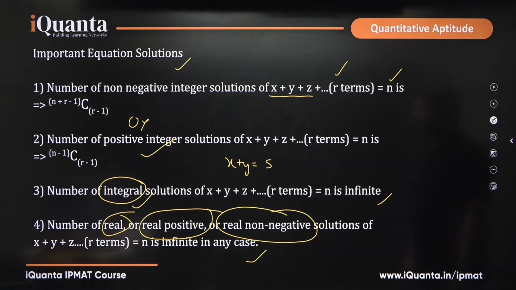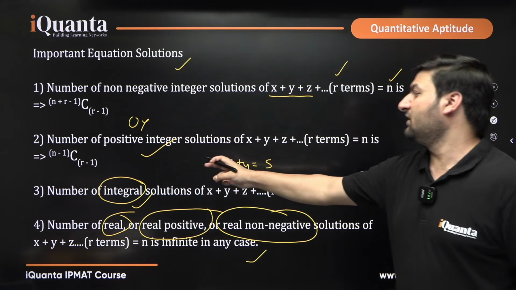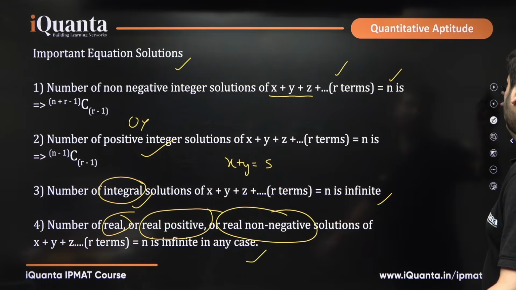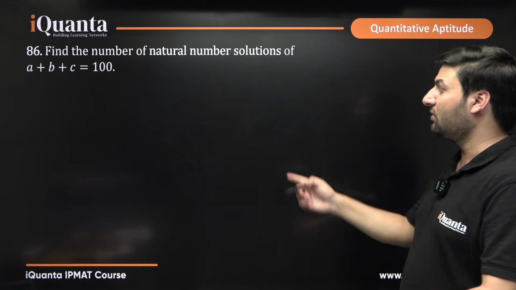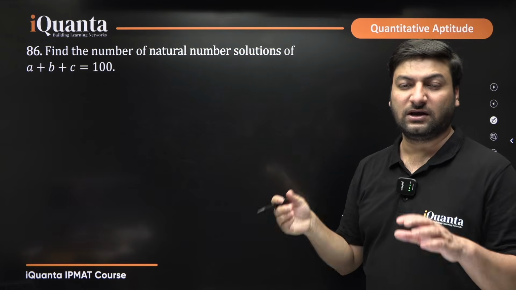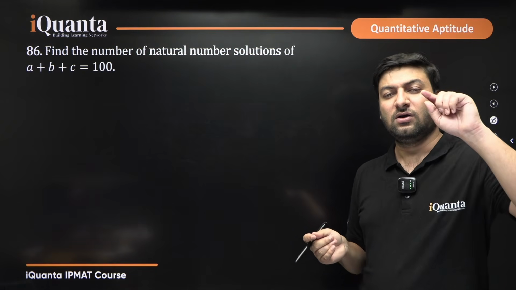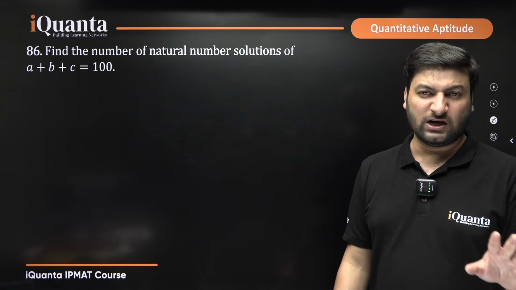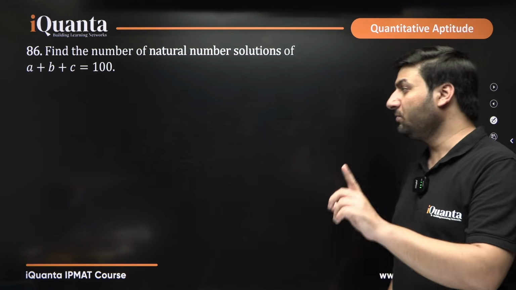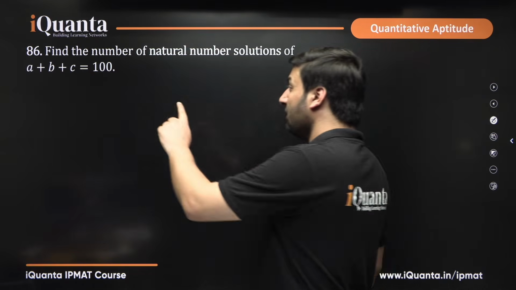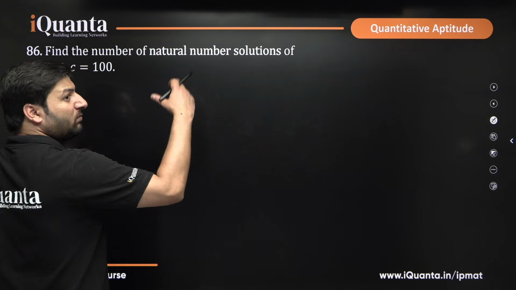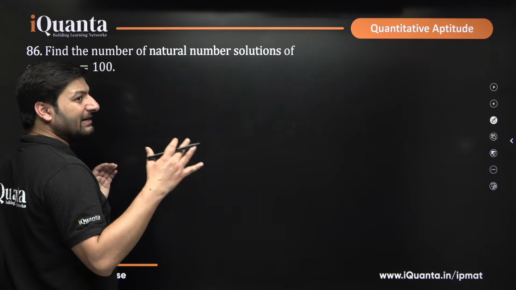Do not leave such questions in the exam. For positive integer solutions, you have to use this. Let us try a few more variations. Find the number of natural number solutions. If they tell you natural number solutions, 0 is not a natural number. So, that means non-negative is not the case. Only positive integer solutions are allowed. That means 1 or more are allowed. So, those are completely positive integer solutions.